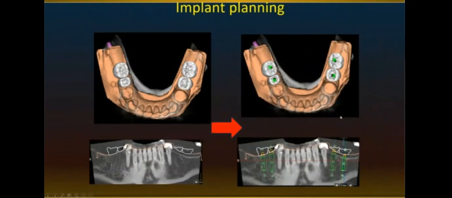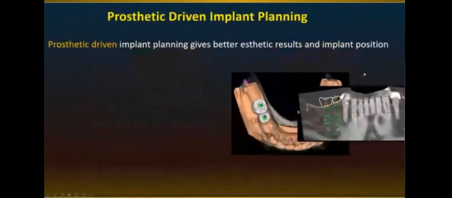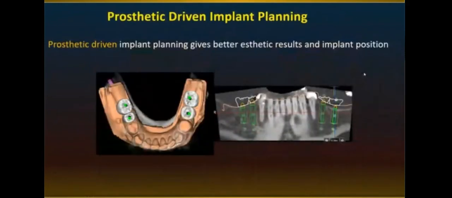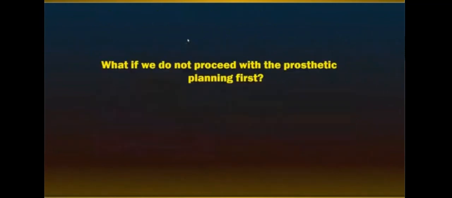And implant as a service is prosthetic driven. It's not bone driven. We mean that we should look for the restoration first and then plan the implant based on the position of the restoration. So this is the prosthetic-driven implant planning, because it gives better performance and better biomechanics as well as aesthetic results.